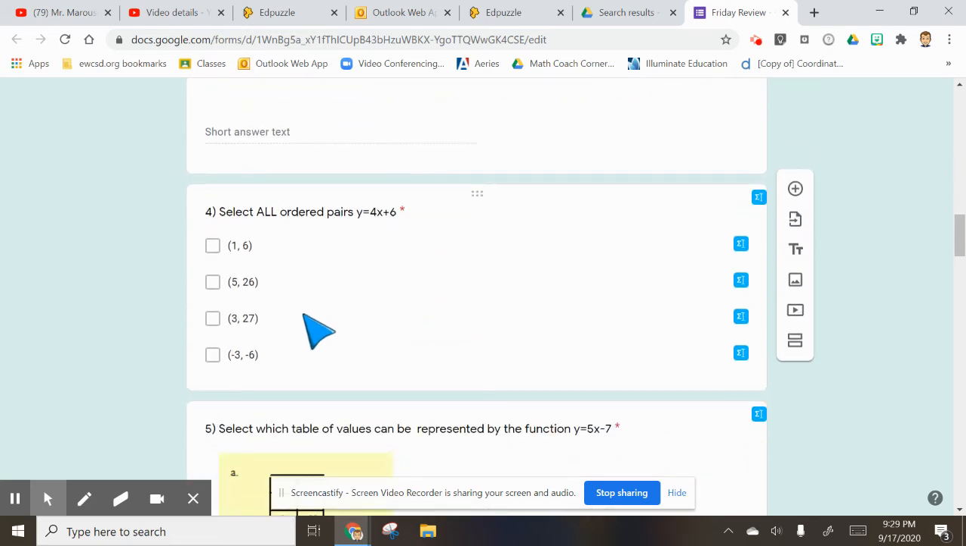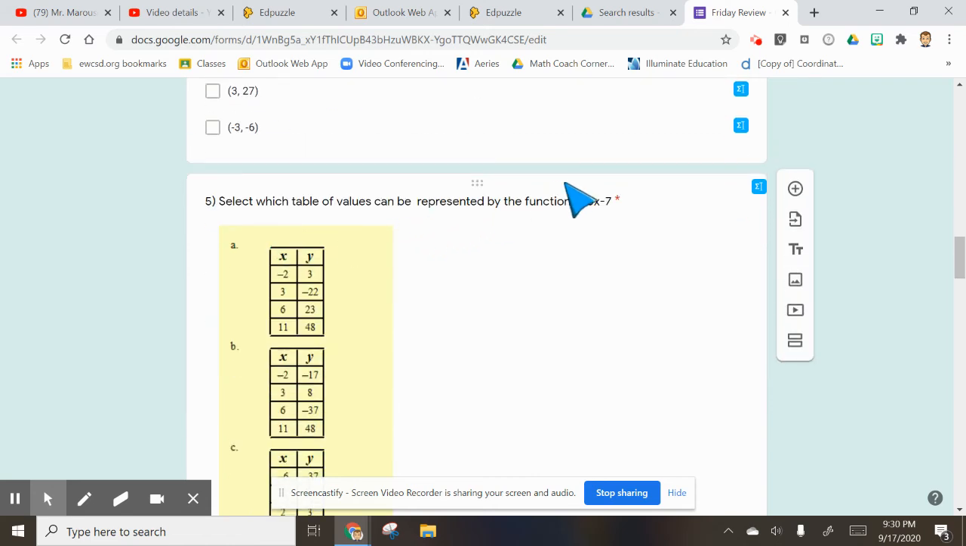Number 4, you are going to have to figure out all ordered pairs. So you're going to plug them in to see if it works. Does this one work? 1 times 4 equals 4. 4 plus 6 equals 10. But why? No, that one doesn't work. So this one doesn't work. Nope.